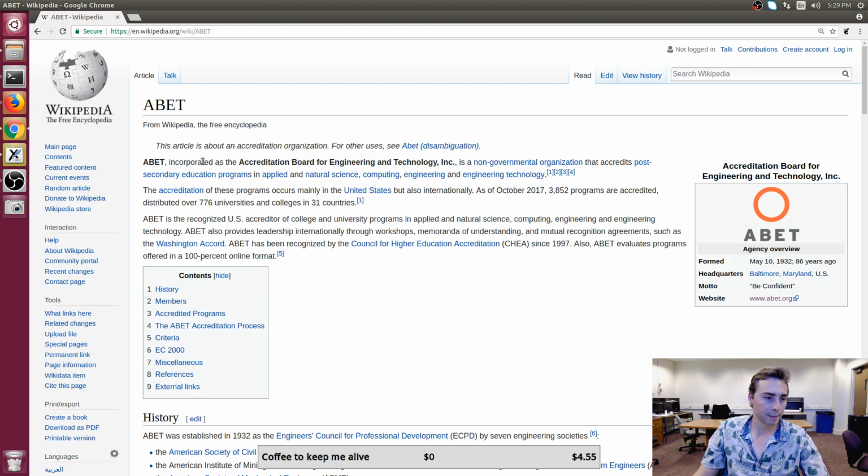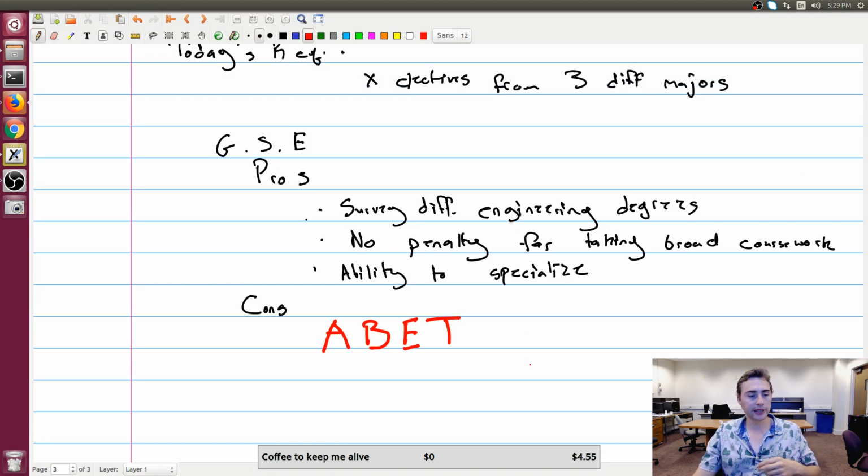Here we go. It's the Accreditation Board for Engineering and Technology, and it occurs mainly in the U.S., like it says, but it is in other countries as well. But it's a primarily U.S.-based thing, and it's basically a minimum standard for you to be classified as an electrical engineering degree, as a mechanical engineering degree, as an engineering science degree, as an engineering management degree, etc.